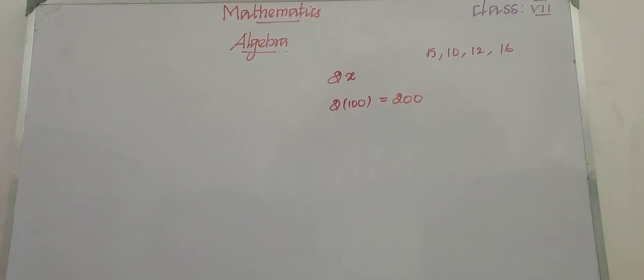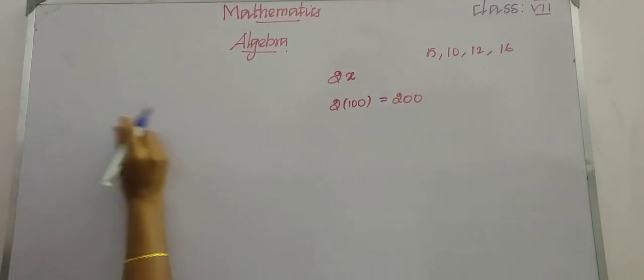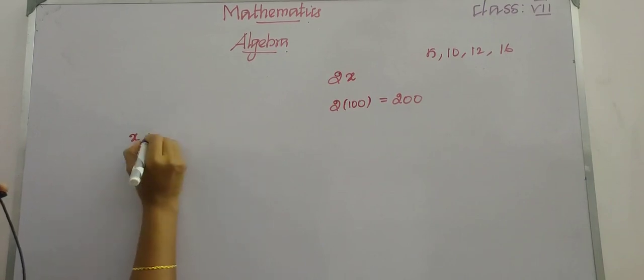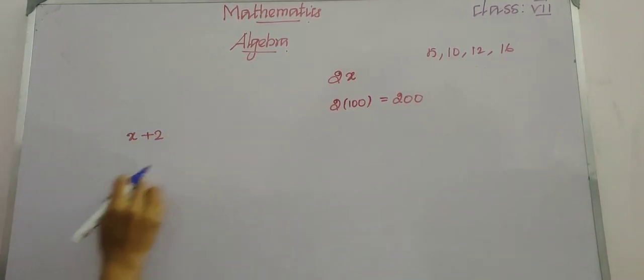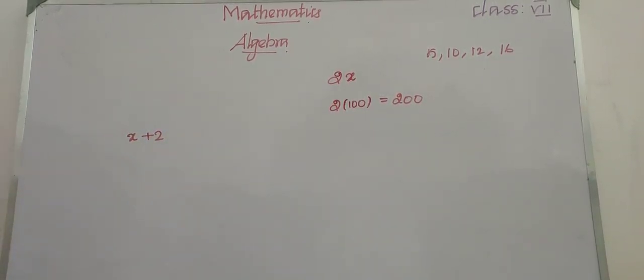Also, you can say my brother is 2 years elder than me. What is your age? You don't know your age. You are simply saying your brother is 2 years elder to you. So it is algebra. Likewise you are using algebra in your day-to-day life. Those unknown values, we can fix as x. Is it clear children?